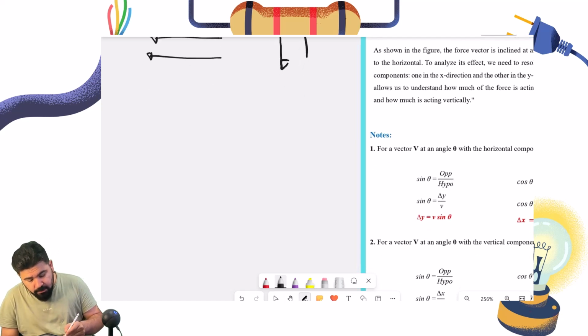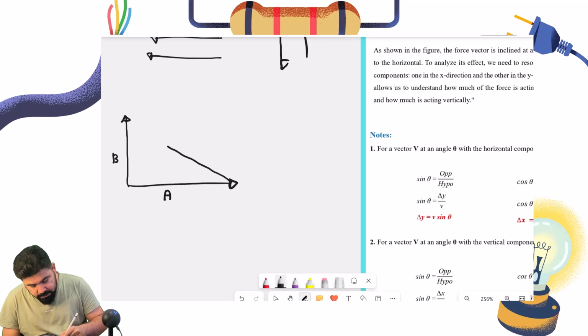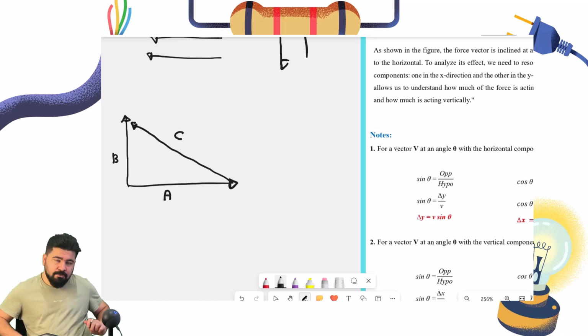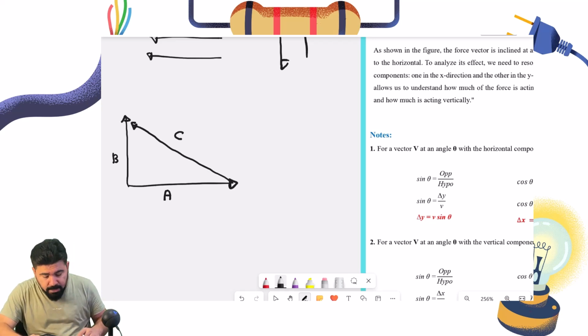Then we also learned that if we have two vectors that are perpendicular to each other, meaning they make an angle of 90 degrees, let's say this is A and this is B, the resultant vector was from A to B. This was the resultant vector. The names or the letters don't matter. You can name them anyhow you want.